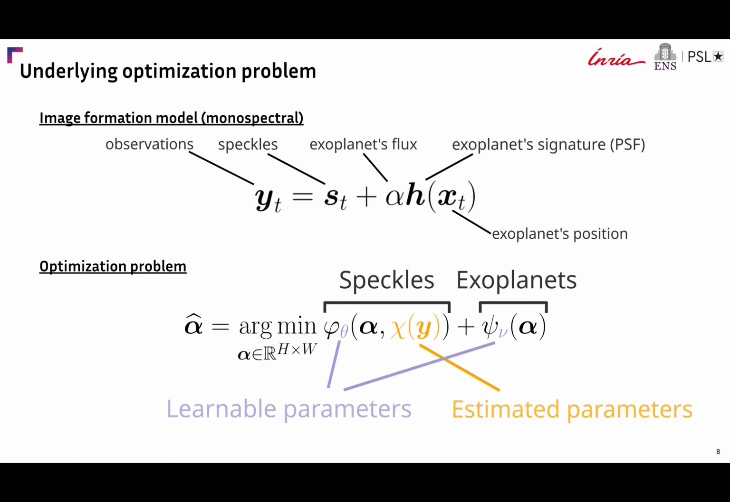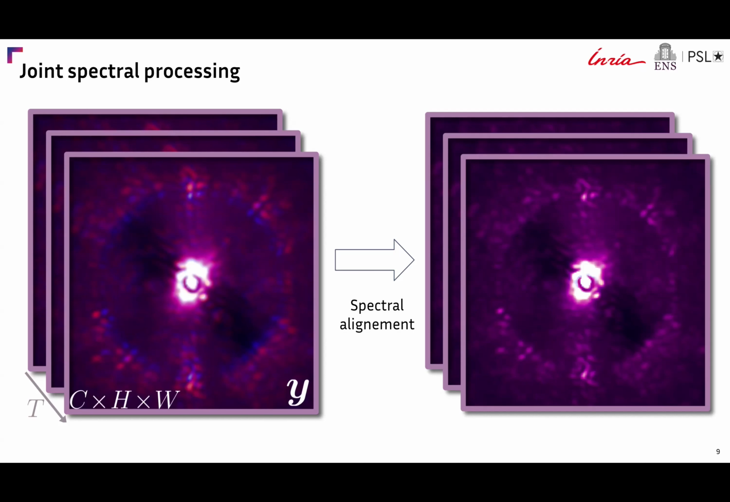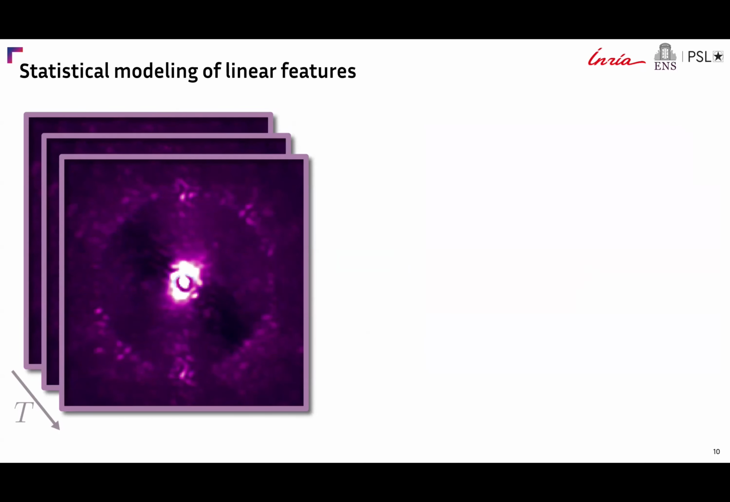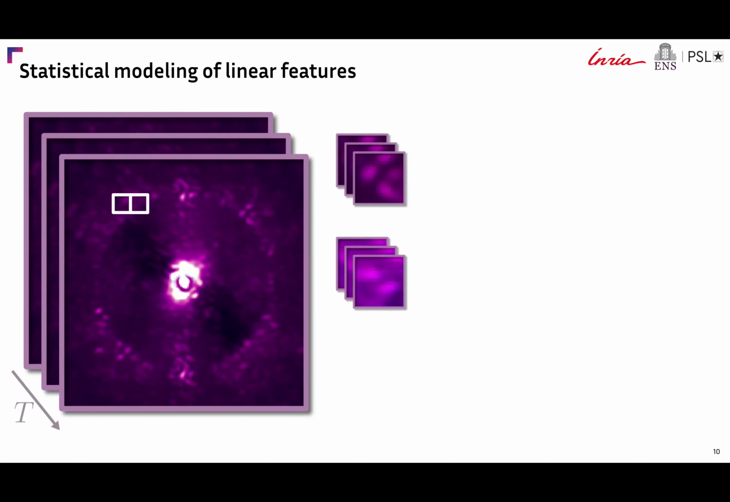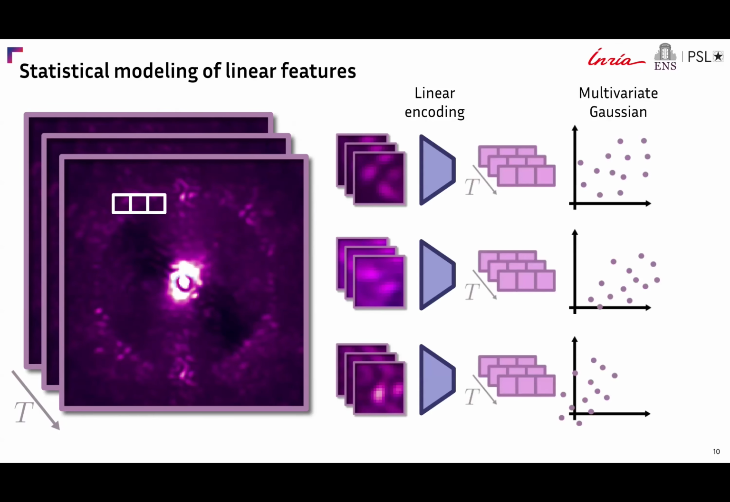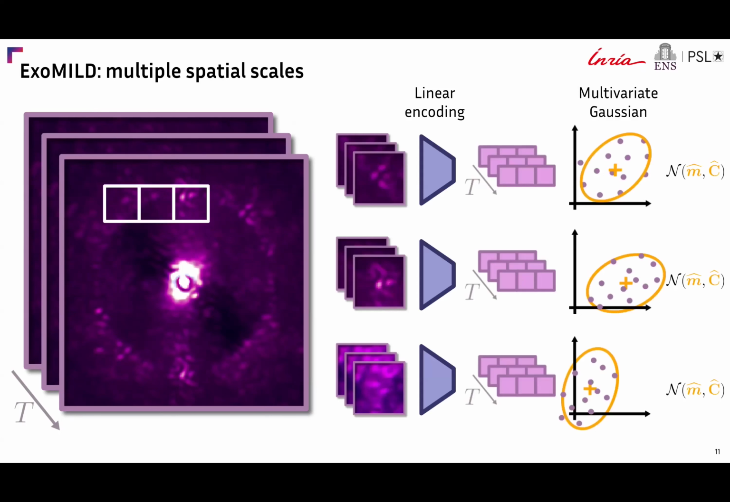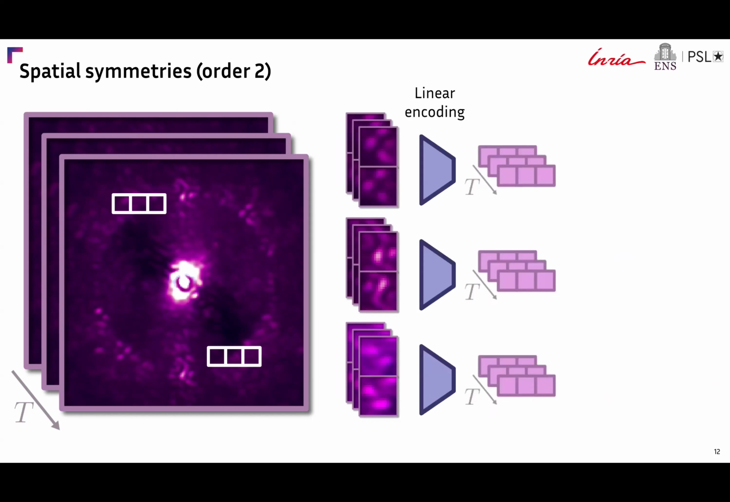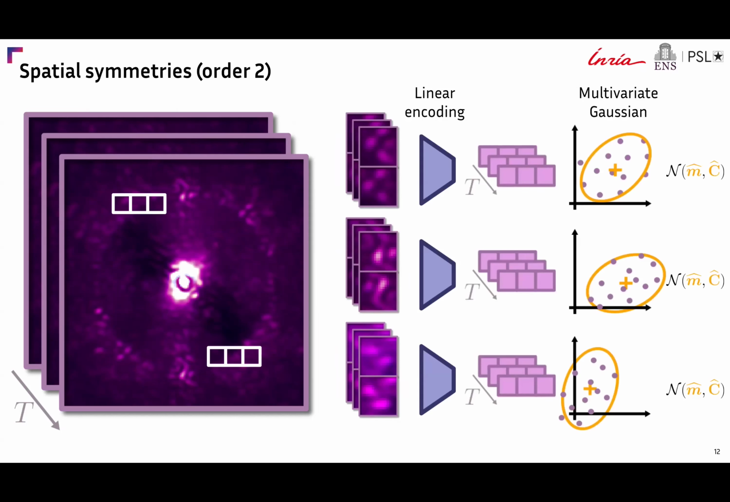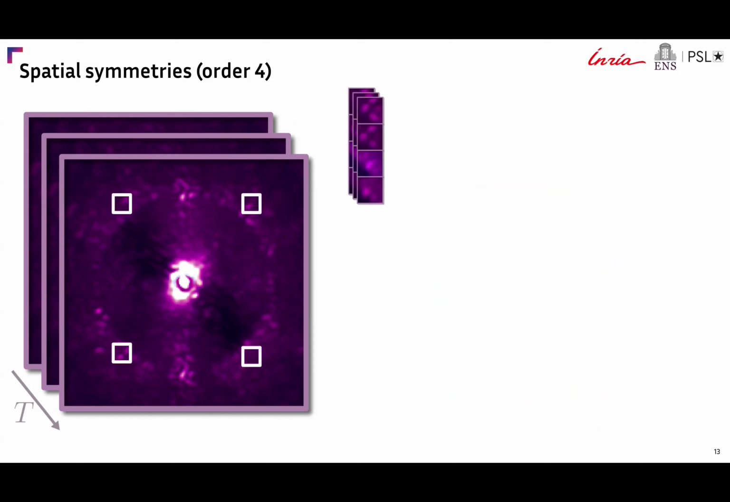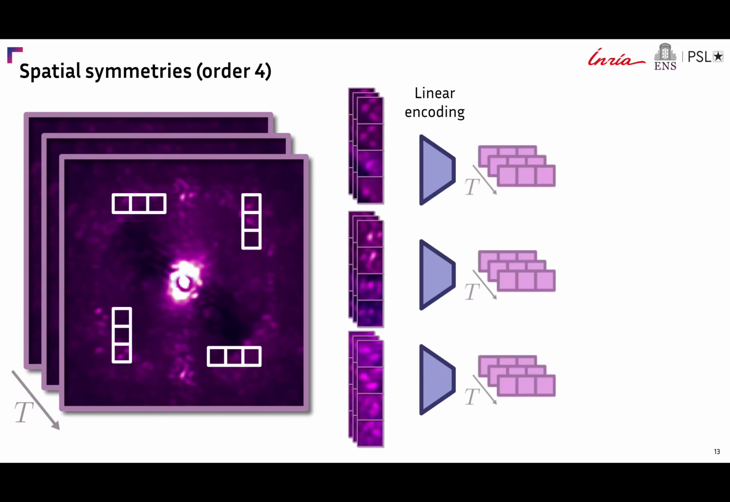We adopt a joint spectral modeling strategy, starting by spatially aligning the speckles across wavelengths. We then exploit the hypothesis of quasi-stationarity of the speckle pattern. To capture this, we extract linear features from the aligned data and model them as samples from a multivariate Gaussian distribution. The model also incorporates features at multiple spatial scales, capturing the speckle structures across different resolutions. Another key property of the speckle pattern is its spatial symmetry, which arises from the optical design of the instrument. We incorporate this knowledge by jointly modeling patches of speckle related through 180 degrees and 90 degrees rotations, effectively encoding these physical symmetries into our representation.